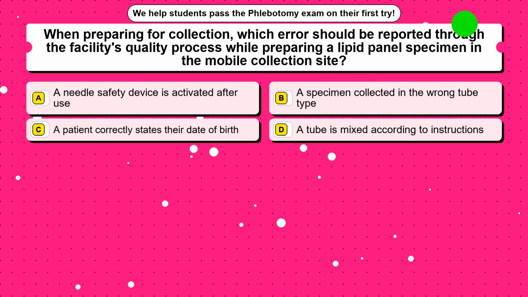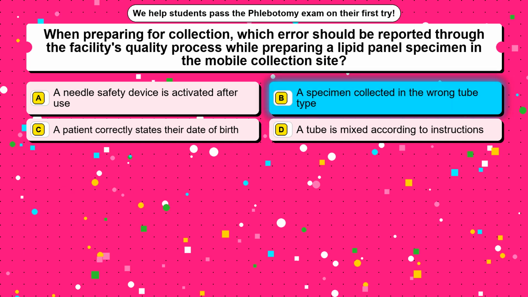Question 72. When preparing for collection, which errors should be reported through the facility's quality process while preparing a lipid panel specimen in the mobile collection site? Option A. A needle safety device is activated after use. Option B. A specimen collected in the wrong tube type. Option C. A patient correctly states their date of birth. Option D. A tube is mixed according to instructions.